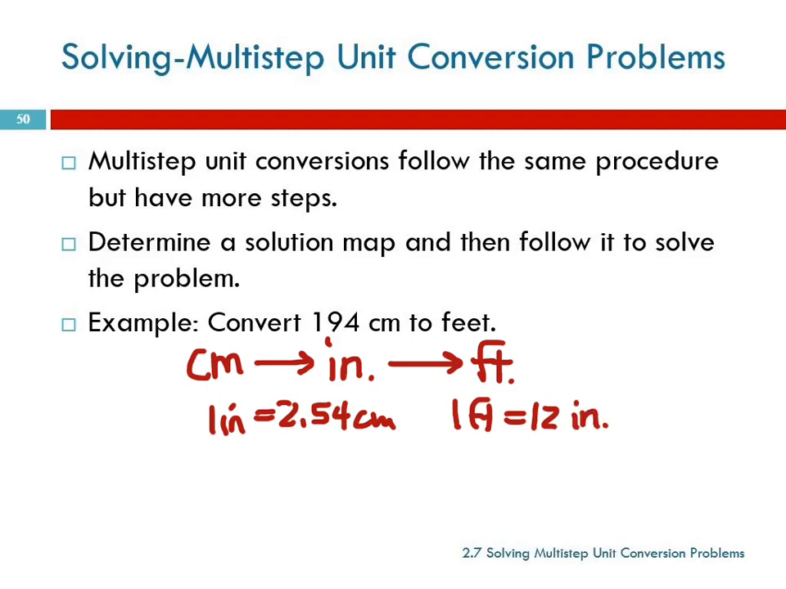So we made a path, a solution map. We decided, okay, we're going to go centimeters to inches to feet. You can imagine Dora chanting that. We're ready to do the equation now. So we're going to take our number of centimeters and start with that, 194 centimeters. We look at our path. Our solution map has 2 arrows. We're going to have 2 fractions.